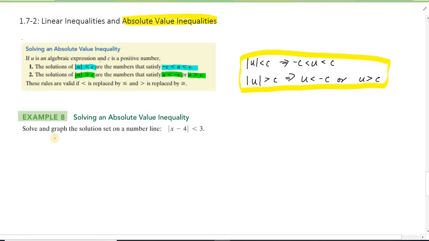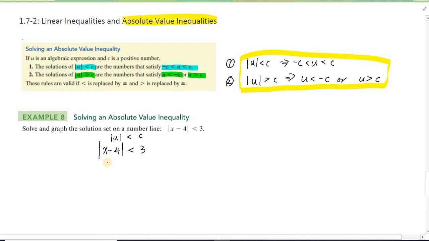Example 8. Solving an absolute value inequality. Let's go ahead and look at this. We're going to have the absolute value of x minus 4 less than 3. Here we're going to compare, either going to satisfy the first or second condition. In this case, we're working on less than c. So we can look at this whole thing as our u less than c, right?